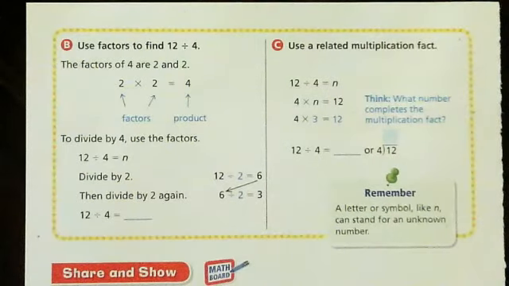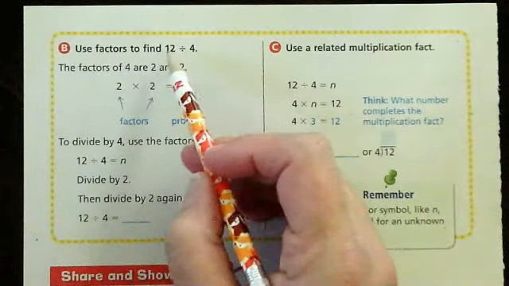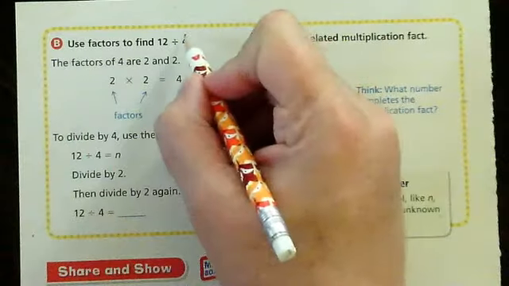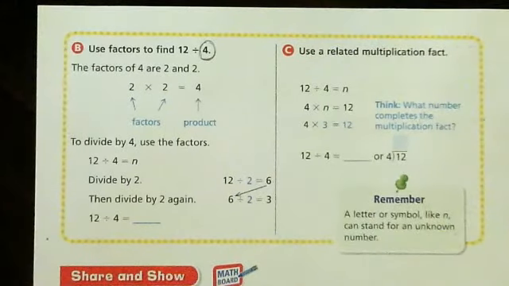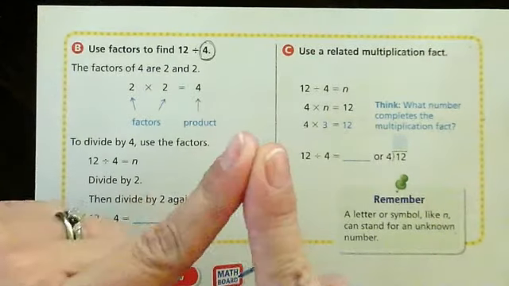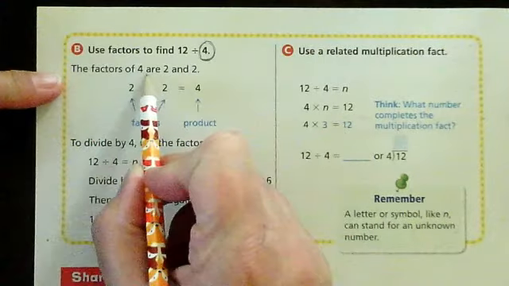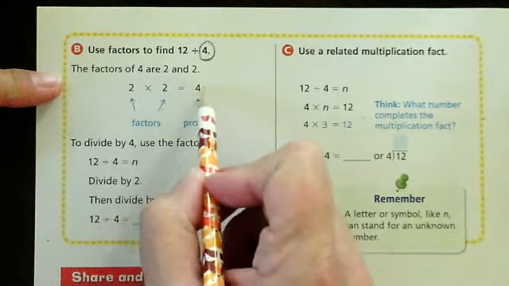Okay, so here are two more ways that we can divide by 4, two more strategies that we could use. On this one, it says use factors to find 12 divided by 4. So it wants us to take the divisor and break it down into the factors of that number. Remember, factors are the numbers we multiply together to get a product. So in this example, 2 and 2 are factors of 4 because 2 times 2 equals 4.